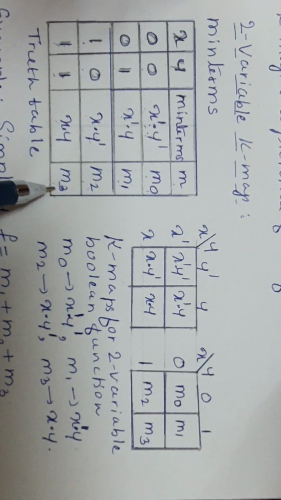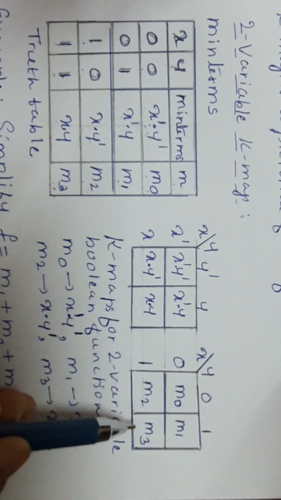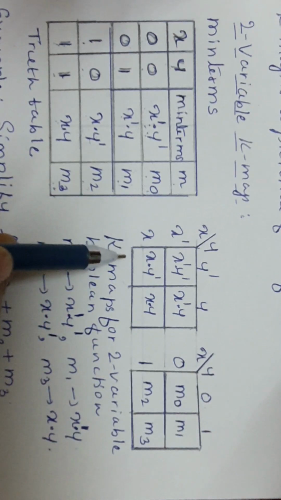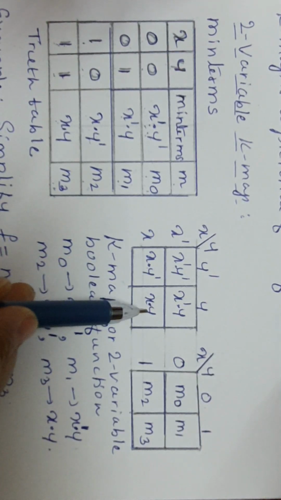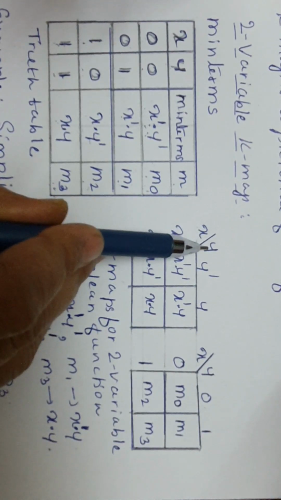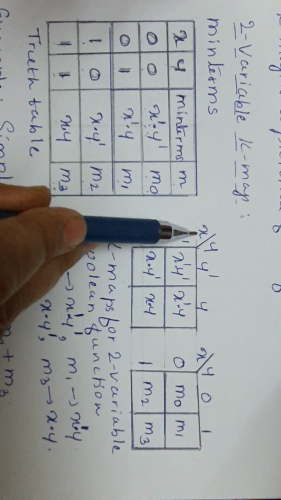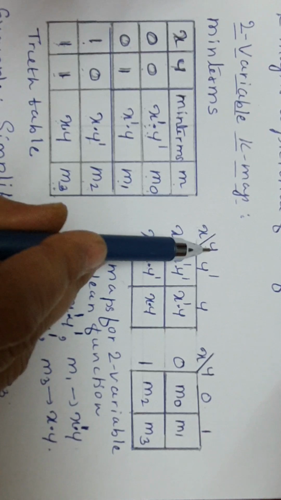Next, the actual Kmap for a two variable boolean function, how it is written. This is one form of writing, and this is another form of writing. For a two variable boolean function, 2 raised to 2, that is 4 squares have to be drawn. Then the two variables are listed here. This is one variable x, another variable y. In the problem, whatever variables are given, we have to take here. Suppose a and b are there, then a here, b here.